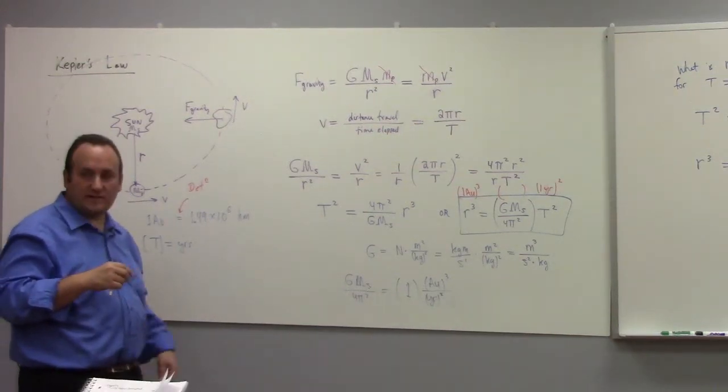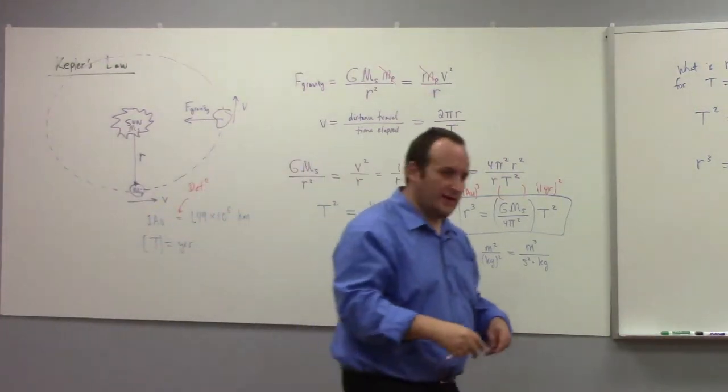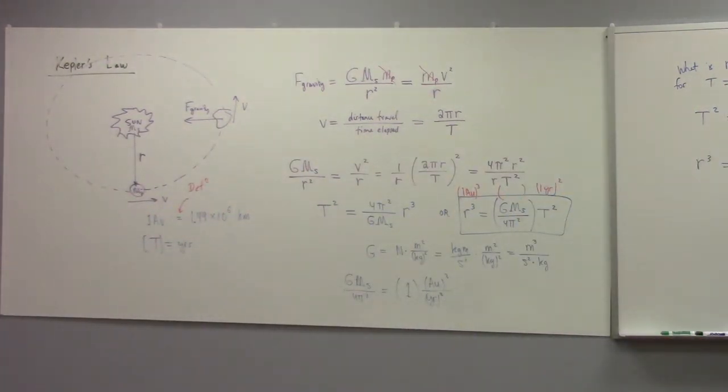Now, we could work out this constant. Good exercise. Let's work it out the other way. G times the mass of the Sun divided by 4 pi squared, right? Let's work it out. So this is 6.67 times 10 to the minus 11. Mass of the Sun, it's like, I don't know, 1.99 times 10 to the 30th. All right? And you divide by 4 pi squared. And this is going to be in units of kilogram.